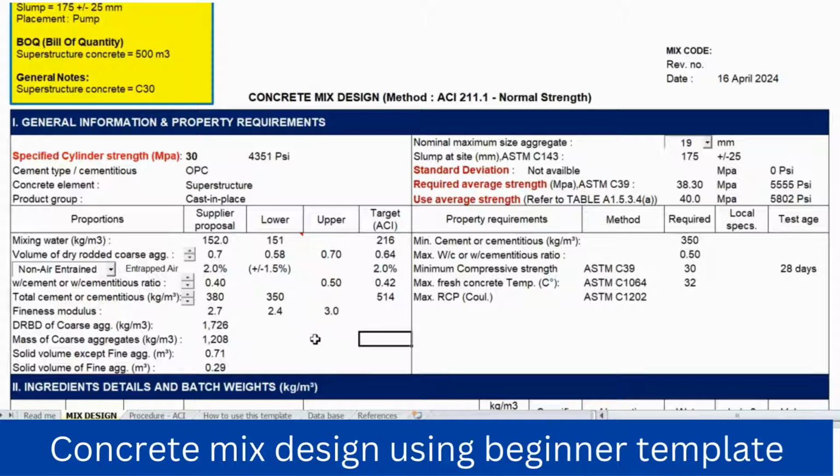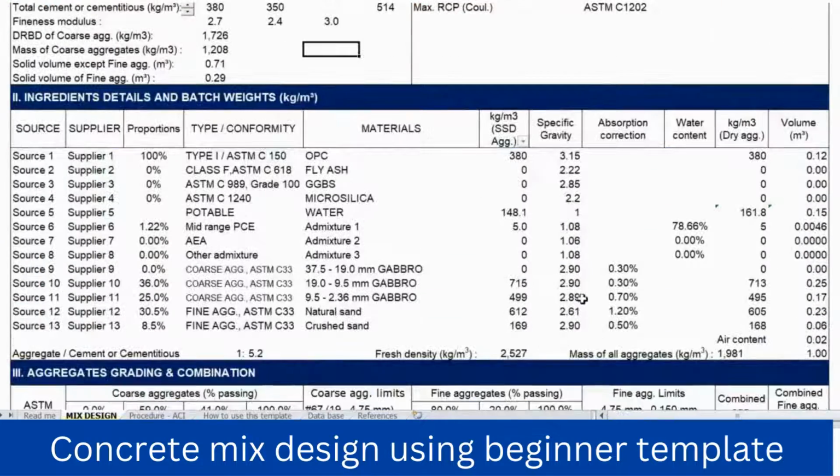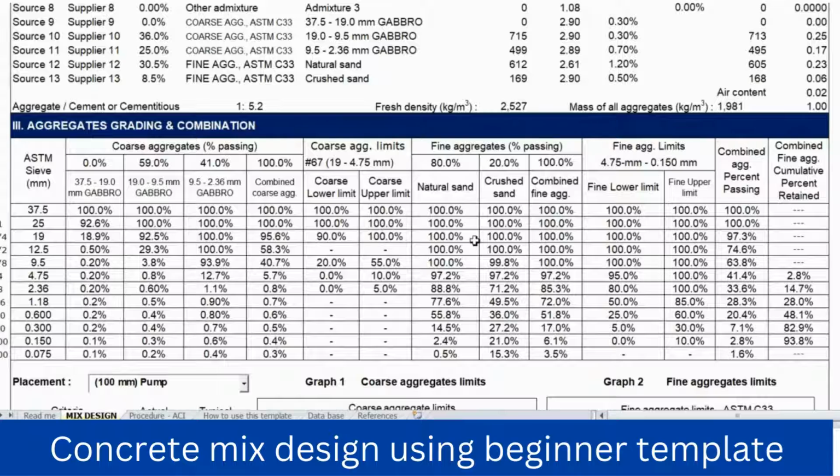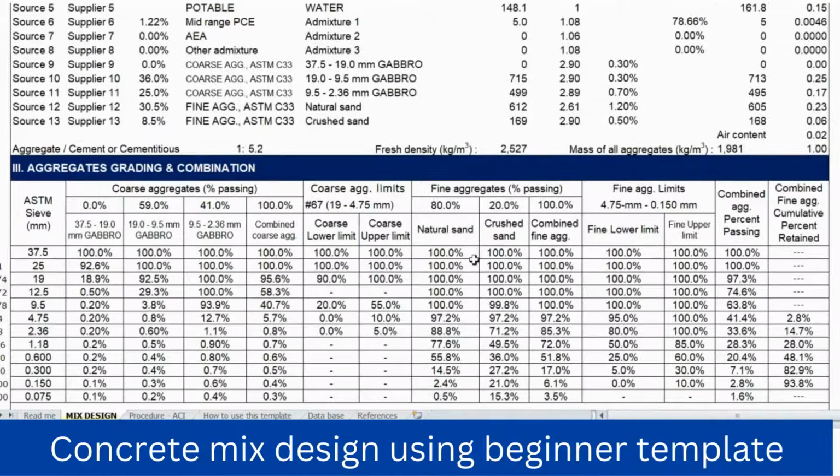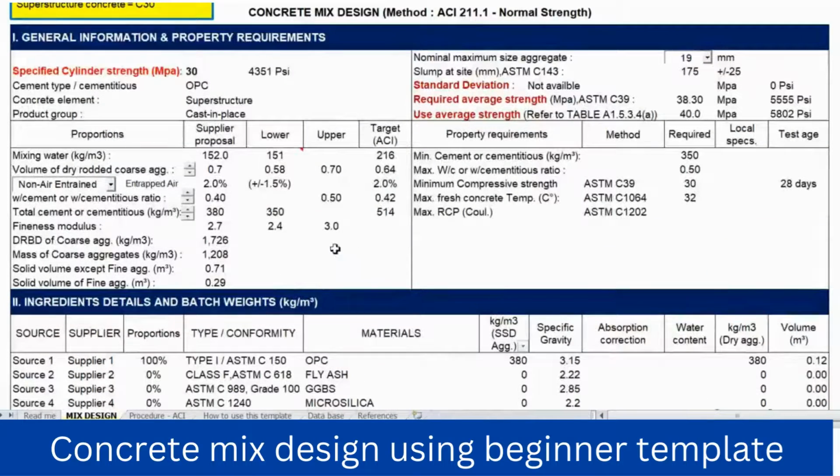Anyway, so moving on to the other details, this is the fineness modulus automatically being calculated upon entering or putting this value of the sieve analysis for the fine aggregates. Here I have natural sand and crushed sand, 80% natural and 20% crushed sand. So it will be automatically calculated, and fineness modulus is 2.7.